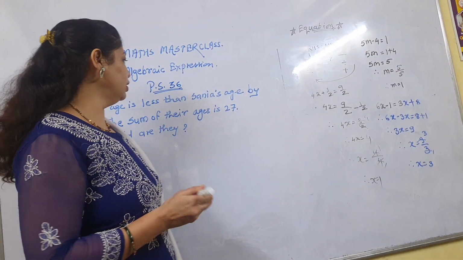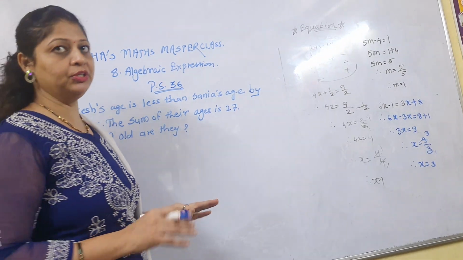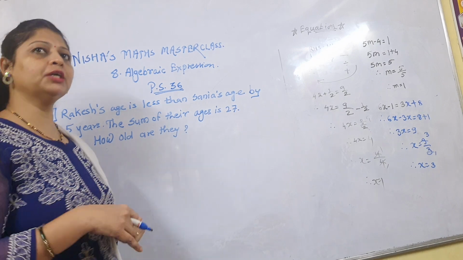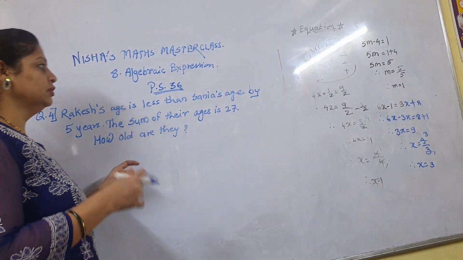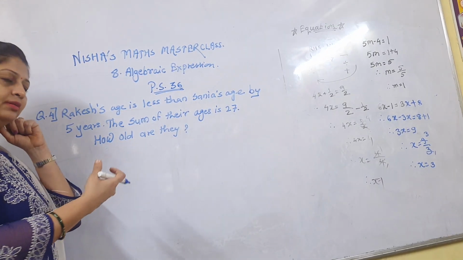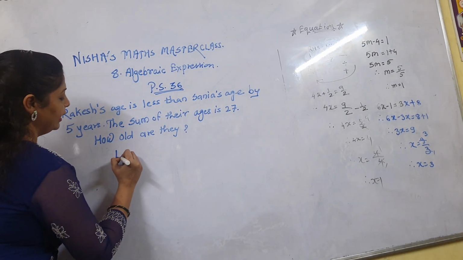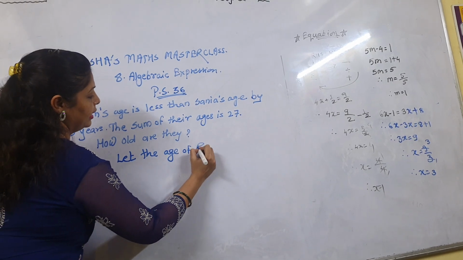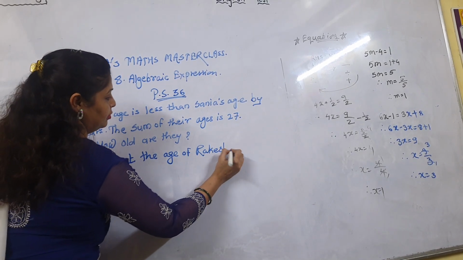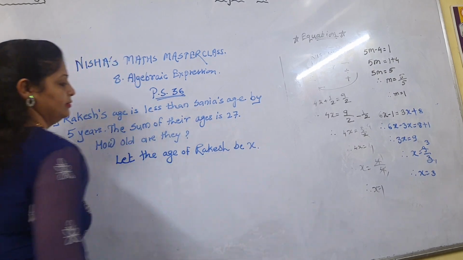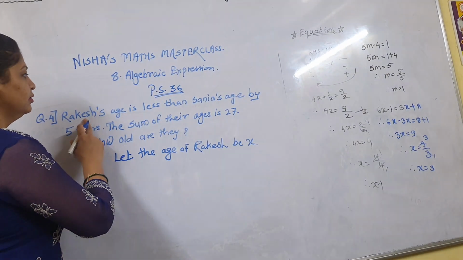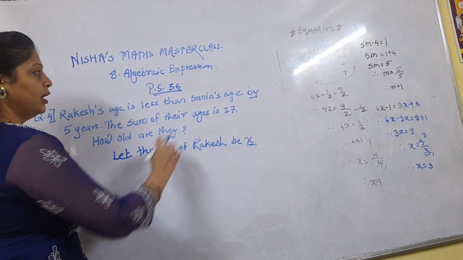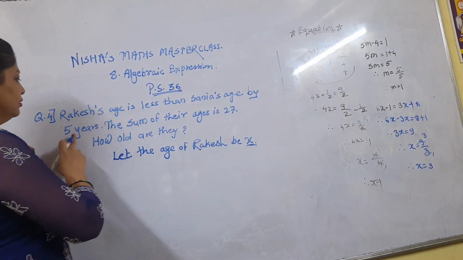So first of all, Rakesh's age and Sania's age, we don't know the numbers. So we have to find out their actual ages. For that purpose, we have to write down how to find out the ages of them. So first of all, let the age of Rakesh be x. We don't know the age of Rakesh, so we write the age of Rakesh is x. Now Sania is elder by 5 years.